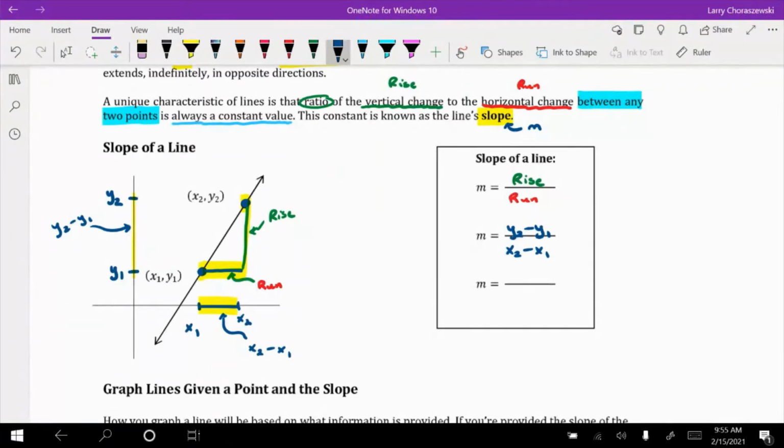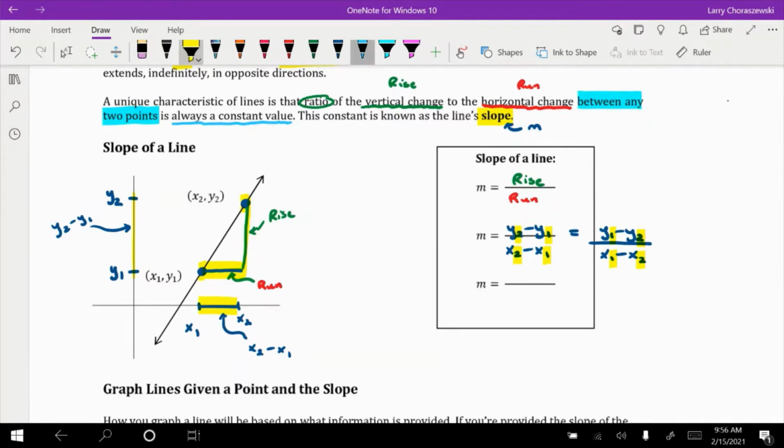Rock on. Now I do want to let you know that this is equivalent to y1 minus y2. So you can switch the y values on top, but you have to make sure you switch the x values on the bottom as well. So if you're going to do y1 minus y2, be sure to do x1 minus x2 on the bottom. In other words, the subscripts have to go in the same order. In the first version, it goes 2 and then 1, 2 and then 1. In the second version, it goes 1 and then 2, and then 1 and then 2.